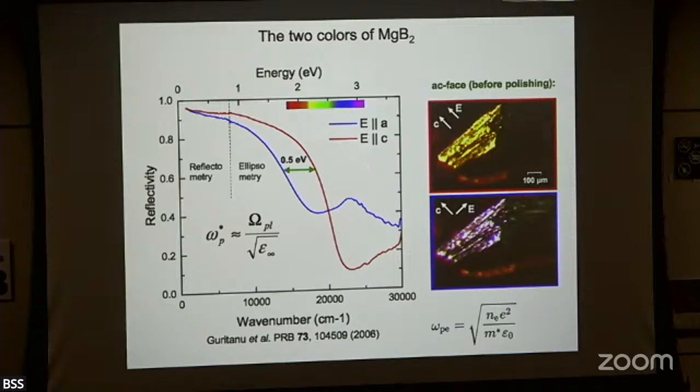We do a little bit of these experiments in my lab. It's very powerful. It's very useful. You can make images like this. This paper that this is from was called The Two Colors of MgB2. The superconductor looks different colors when you rotate it in different directions.